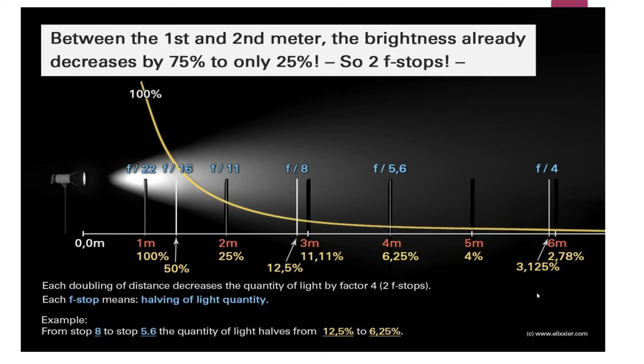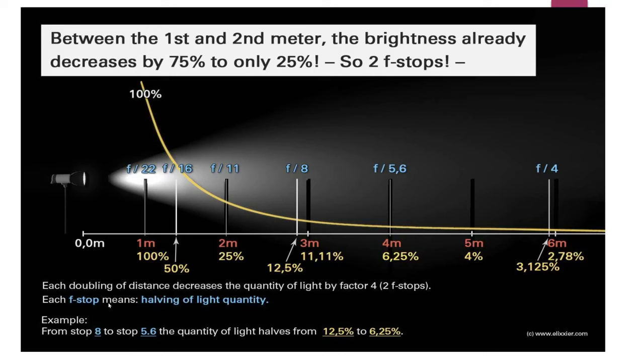If you're like me, I understand it, but I always have to go back and look at a chart to remember how much light you lose. Honestly, for what we're doing application-wise, it's not important that you know everything. The only thing I really care that you know is that each doubling of the distance of your light, so when you go from 1 meter to 2 meters or 1 foot to 2 foot, whatever, the distance decreases the quantity of light by a factor of 4, which is 2 stops. Okay.